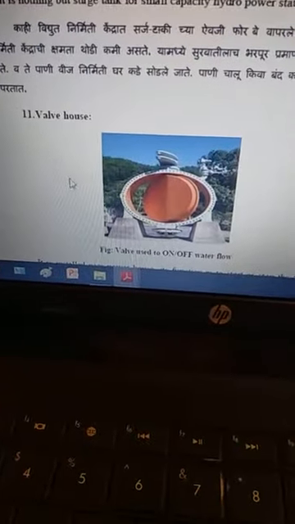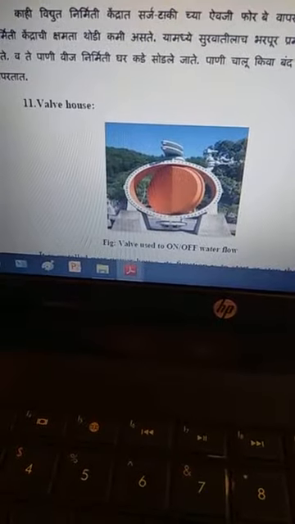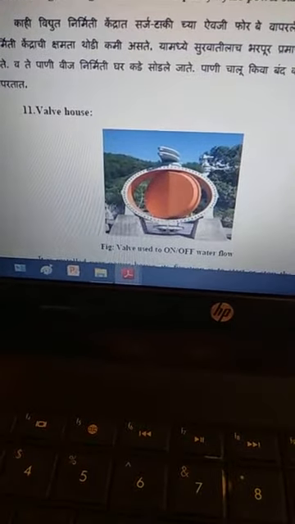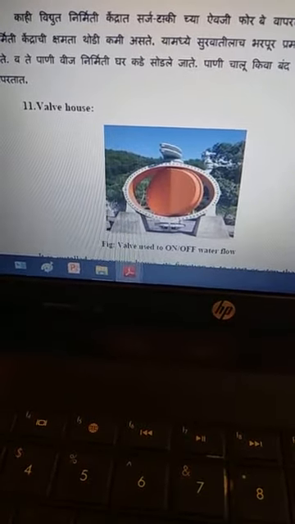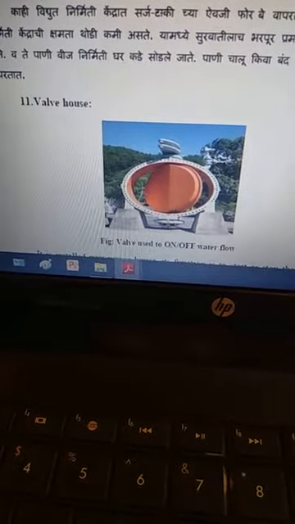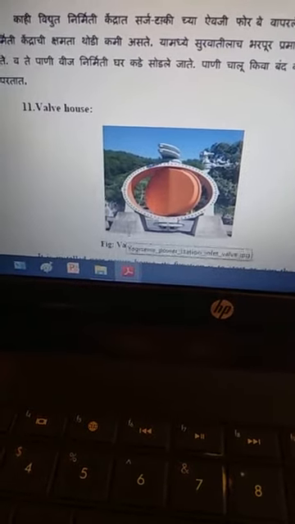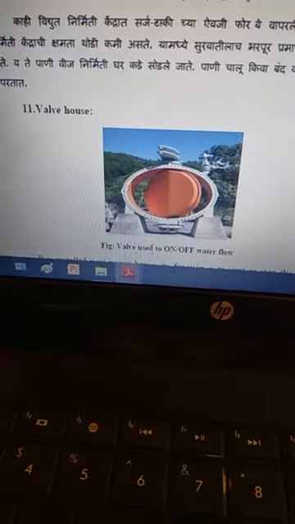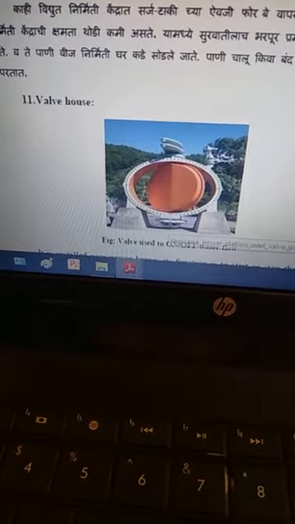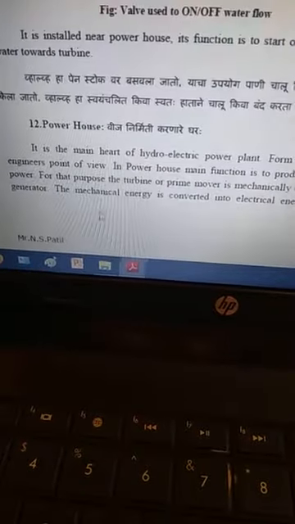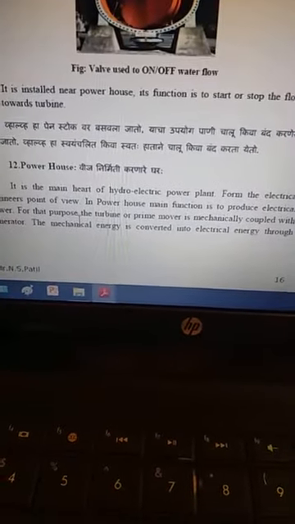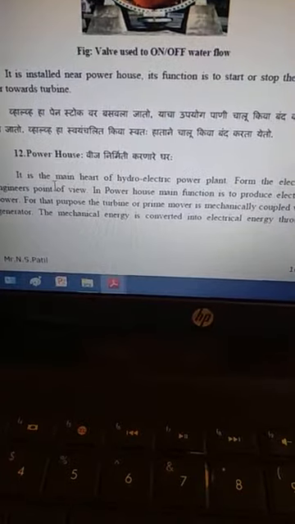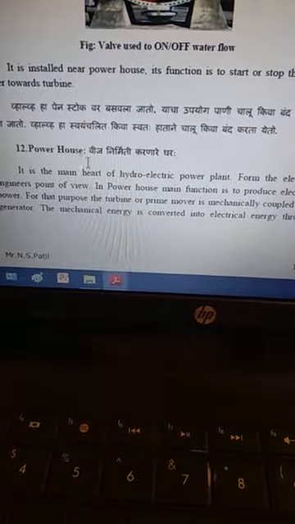That is the valve house. What is the valve house? It maintains the intake and outtake of the discharge to the turbine. It has many valves, which is why it is called a valve house. It is used to turn the water flow on or off.